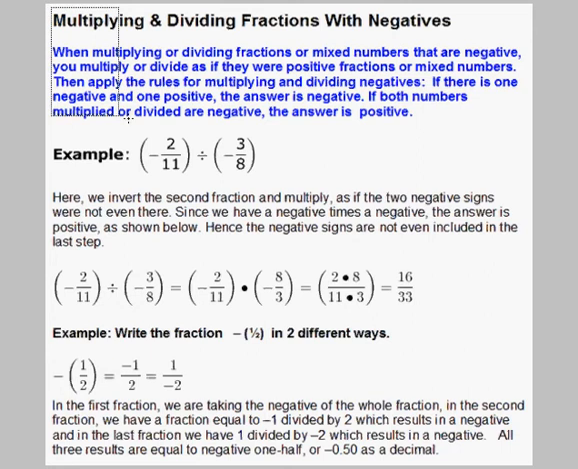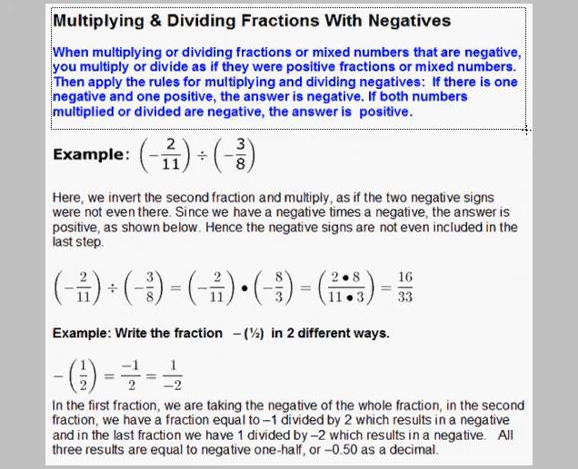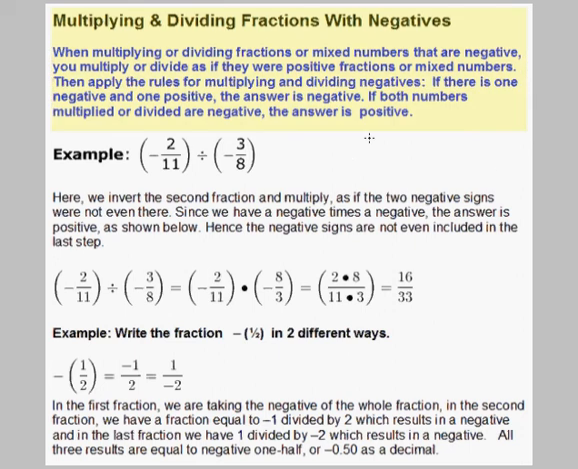Now we're going to look at multiplying and dividing fractions and mixed numbers that have negatives in them. The rule of thumb here is just to ignore those negative signs, but apply the rule that if you have one negative, one positive, you get a negative answer, and if you have two negatives, you have a positive answer. So we do our fraction division and multiplication just like we did before, except keep that rule in mind.